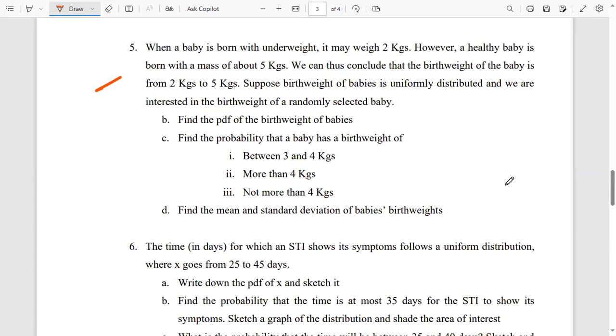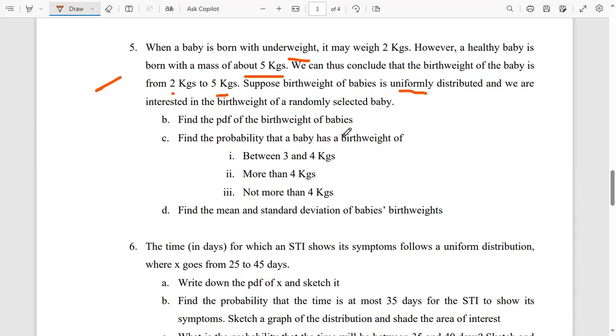So number 5, they're saying when a baby is born underweight, it may weigh 2 kgs. However, a healthy baby is born with a mass of about 5 kgs. We can thus conclude that the birth weight of the baby is from 2 kgs to 5 kgs. And then they're saying, suppose the birth weight of babies is uniformly distributed, and we are interested in the birth weight of a randomly selected baby. So the first question here, they're saying, find the PDF of the weight of the babies.